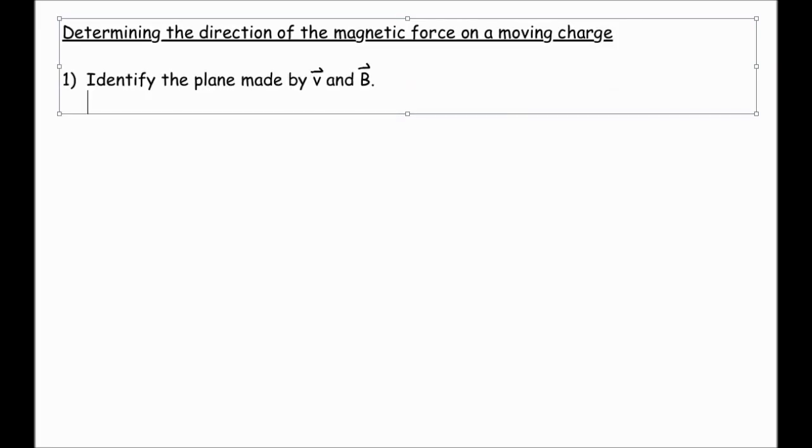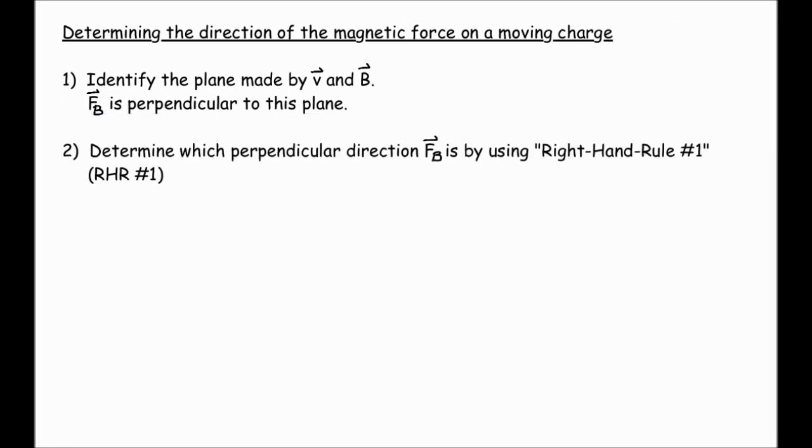The first thing you want to do is identify the plane made by the two vectors v and B. The reason you want to do this is because the magnetic force, as it turns out, will be perpendicular to this plane. So by taking this step, we narrow down the direction to two possibilities, into the plane or out of the plane. And then the next step will determine which of these two directions is the correct direction for the force. So we'll determine which perpendicular direction the magnetic force is by using what's called the right-hand rule.